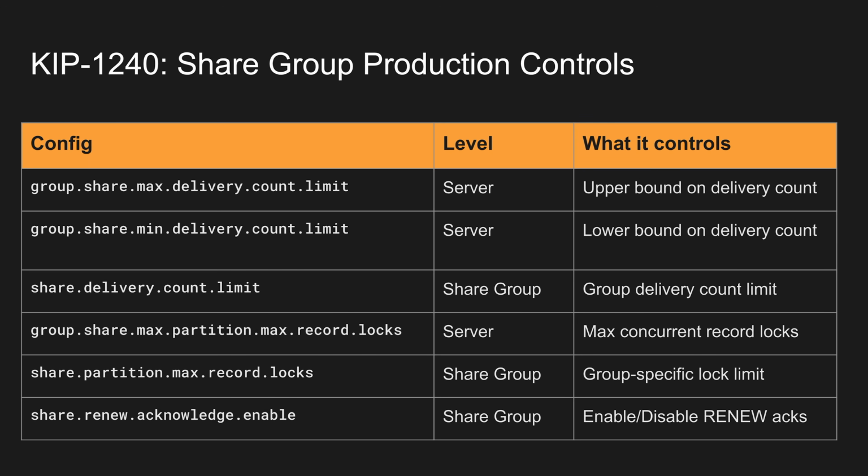You may recall from version 4.2 that renew is for your long-running task, and it gives developers a way to tell the broker, I need a little more time to process this specific message. Disabling this for your group means you can only use the accept, release, or reject acknowledgement type values on that record. Otherwise, you'll cause an invalid record state error for that message. These new configs in 4.3 should allow multiple share groups in the same cluster to operate with some independence and be tuned to their own needs.